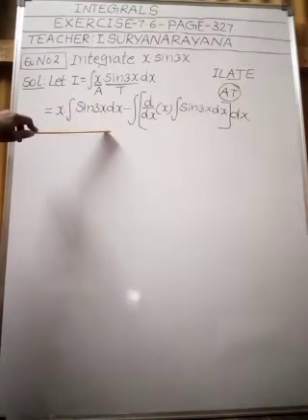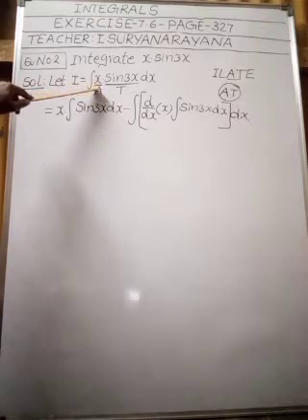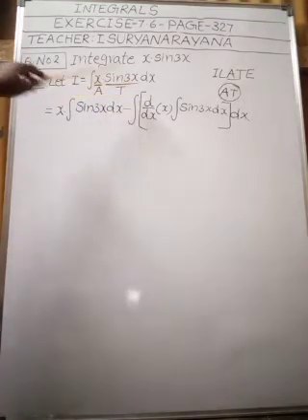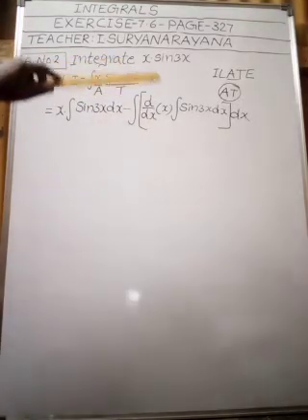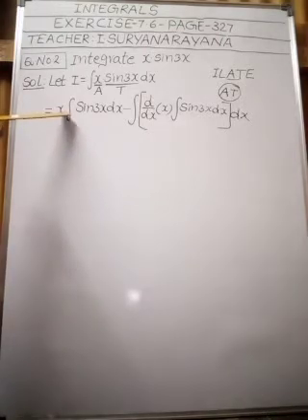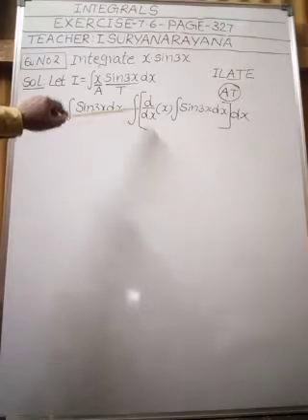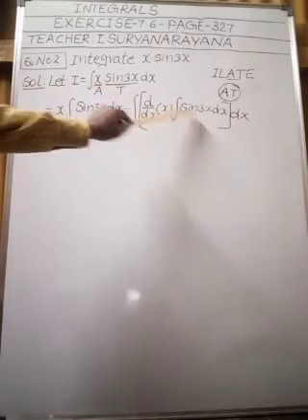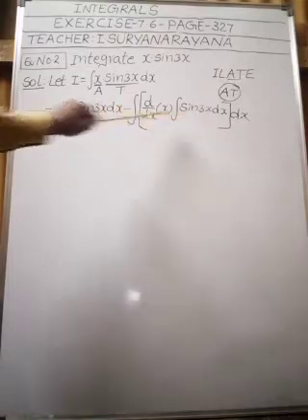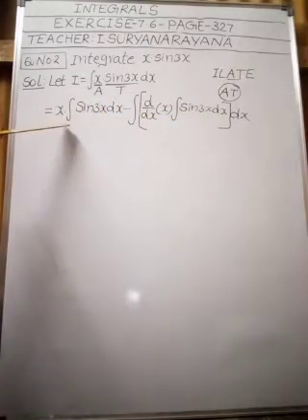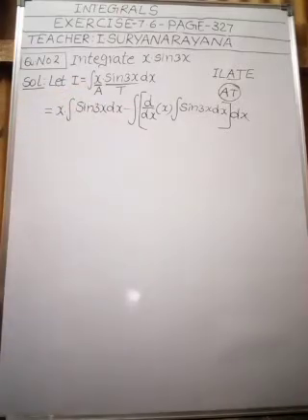Okay, my children, understood this step? We assumed here this is the first function, this is the second function. So according to that sentence, first function into integral of second function minus integral of d by dx of first function into integral of second function. Okay, my children, we substituted these two functions in that sentence. Okay, my children, understood this step?